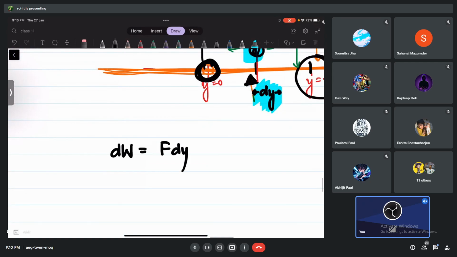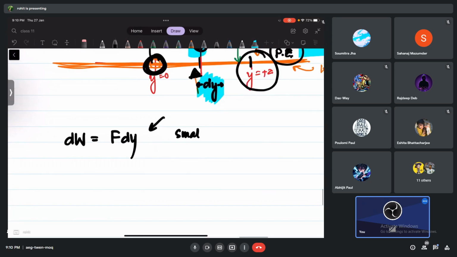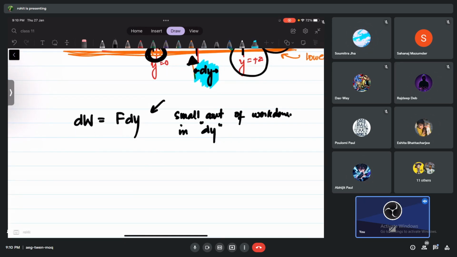F dy. Please tell me what is this? Is it the amount of work done or small amount of work done? Small amount of work done. Very good. In producing displacement or very small displacement? Small displacement. Agreed till now. Let me write dw equals to what? What is the formula for force? Mass into acceleration.